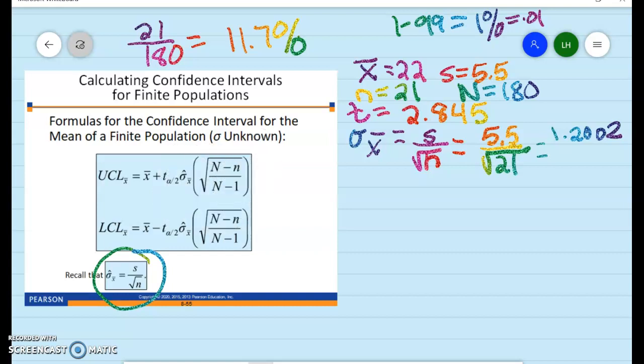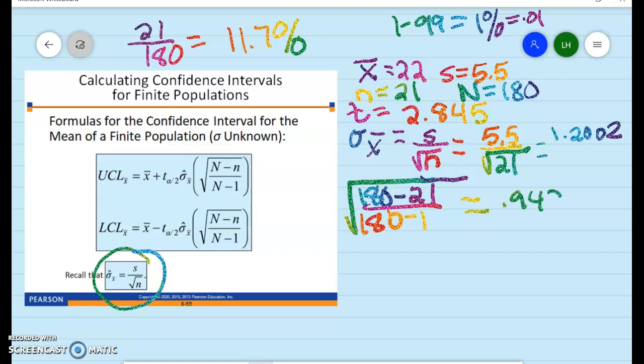So I have to do the population correction factor, which is capital N minus lowercase n, which is the sample, divided by 180 minus 1. And we're going to round that to 4 decimal places. Just make sure you don't forget to take the square root of this. So 0.9425.